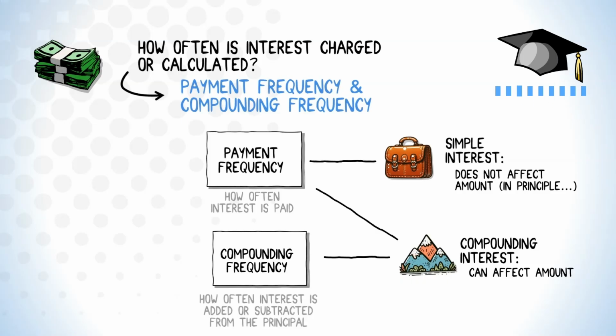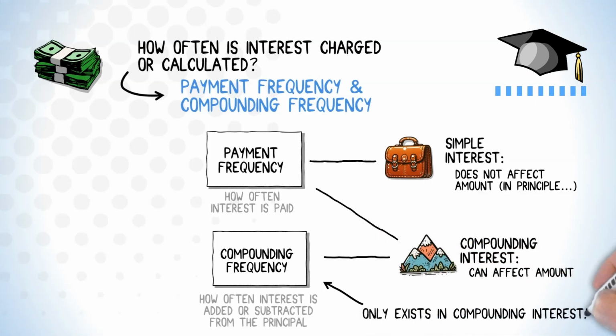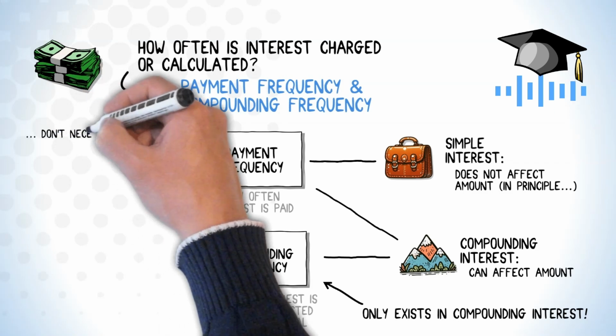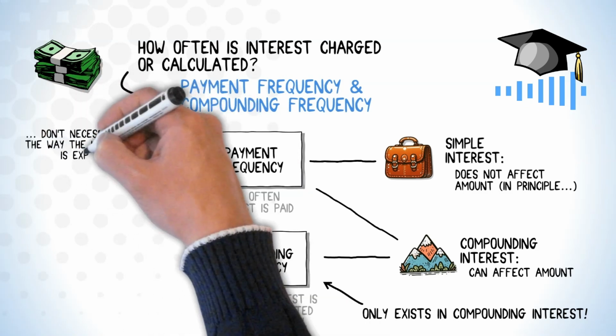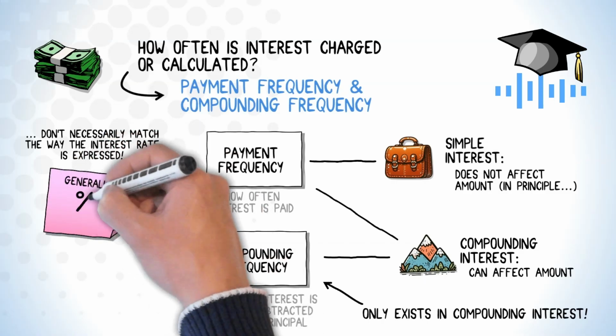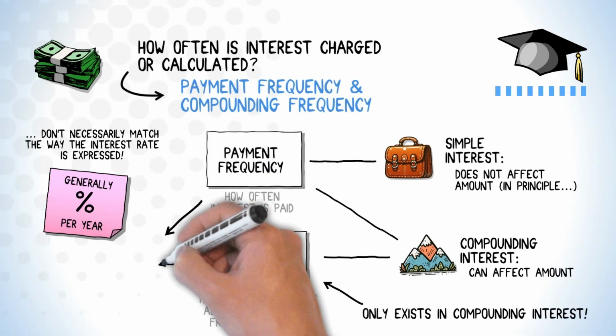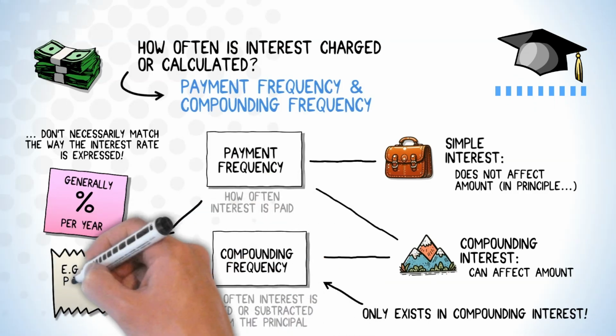As the name suggests, the compounding frequency only exists in compounding interest. Both frequencies are often different from 1 year and therefore don't necessarily match the way the interest rate is expressed. So, while the interest rate generally, or nominally as it's called in finance, reflects what is due in 1 year, the actual payments or applications of interest can occur with a different frequency, such as per week, per month, or per quarter.